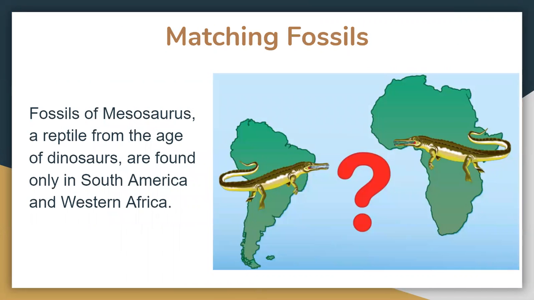So for example, one of these matching fossils is Mesosaurus, which is a reptile from the age of dinosaurs. Fossils of Mesosaurus are found only in South America and Western Africa, which makes sense if you were to put the continents together. During the time period that they lived, that's what is believed to have been the case.